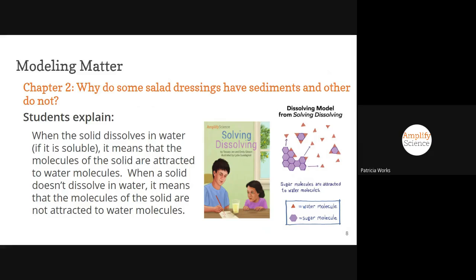When a solid dissolves in water, if it is soluble, it means that the molecules of the solid are attracted to the water molecules. When a solid does not dissolve in water, it means that the molecules of the solid are not attracted to the water molecules.